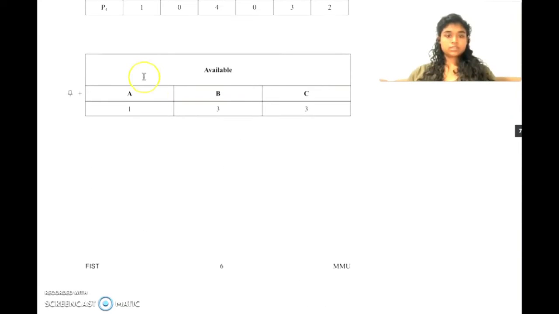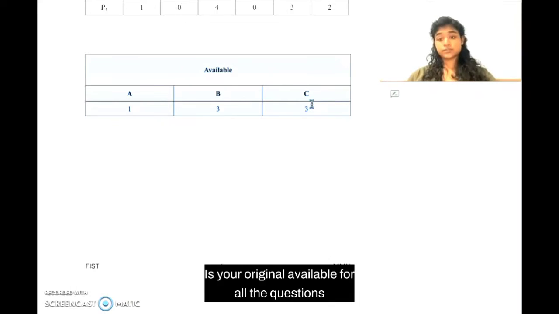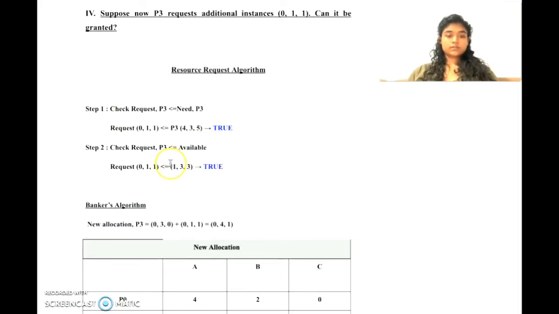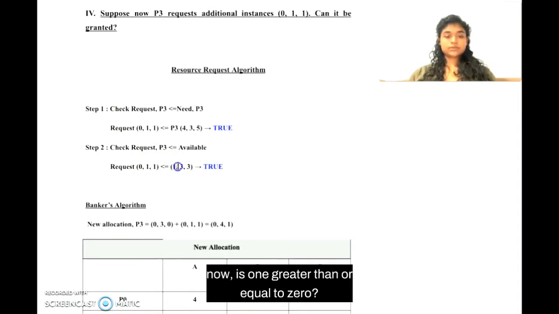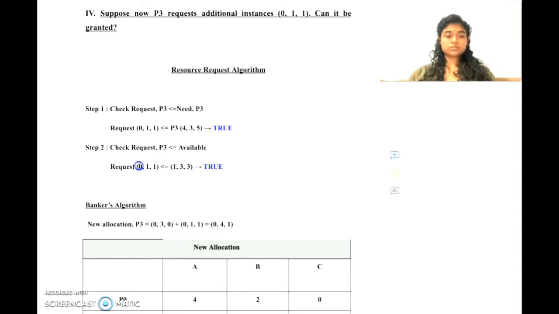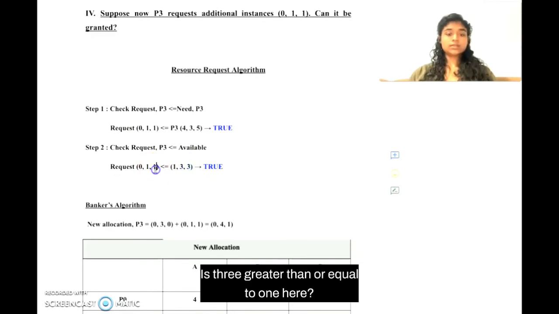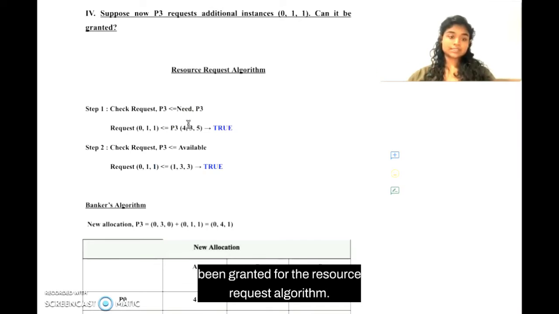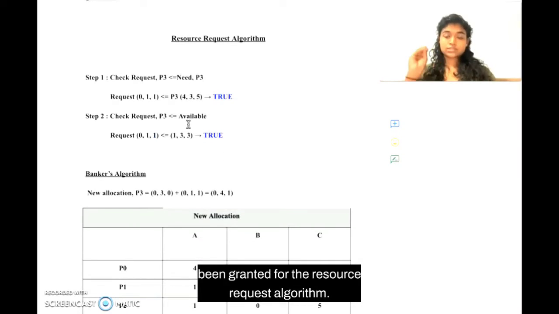4, 3 is here. This is your original available for all the questions, for all of the availables. Now, is 1 greater than or equal to 0? Yes, that's true. Is 3 greater than or equal to 1? Yes. Is 3 greater than or equal to 1 here? Yes, so this is true. So that means your request is less than or equal to, so it has been granted.